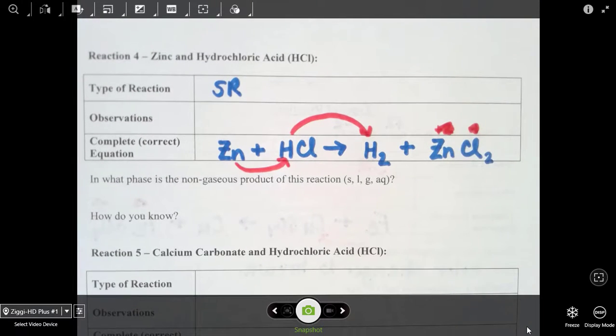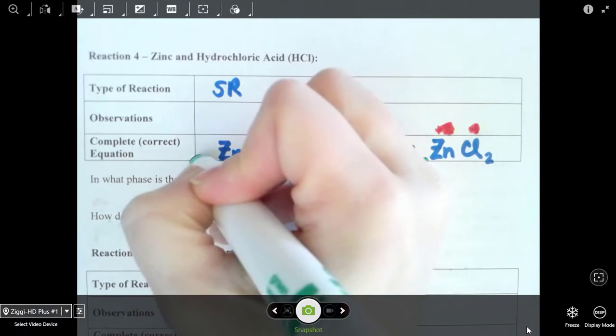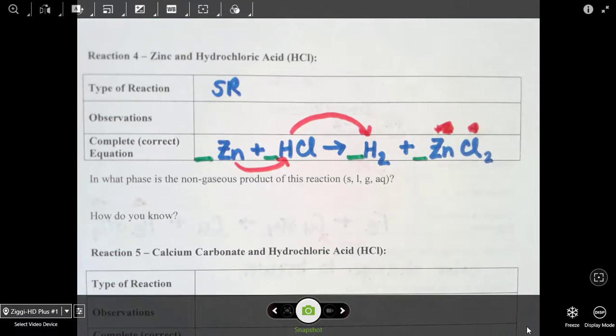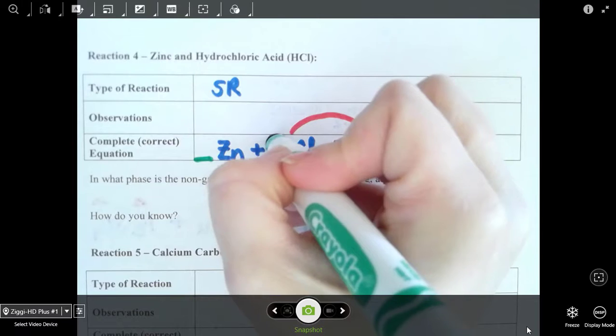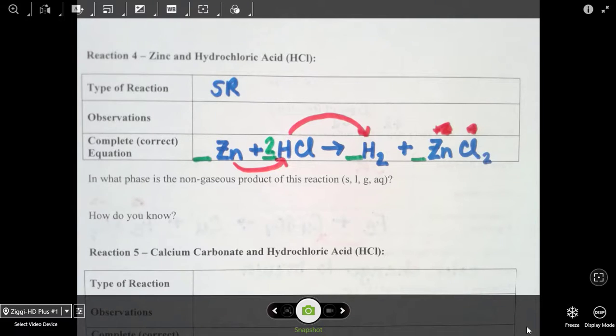And now we have to balance the equation. Check your zincs. Good? Yep. Check your chlorines. Not good. So where should I put the 2? In front of the HCl. So put a 2 here. And then that balances your hydrogens as well. So then that one's done.